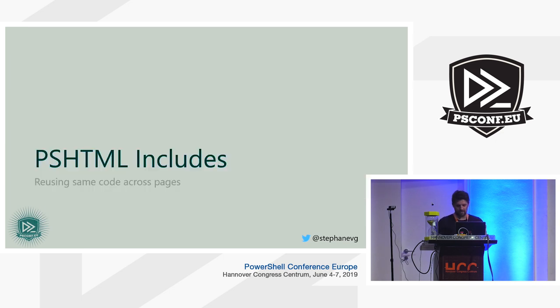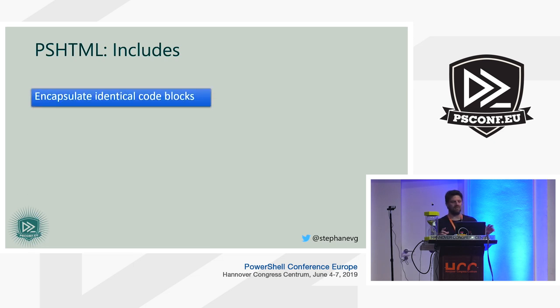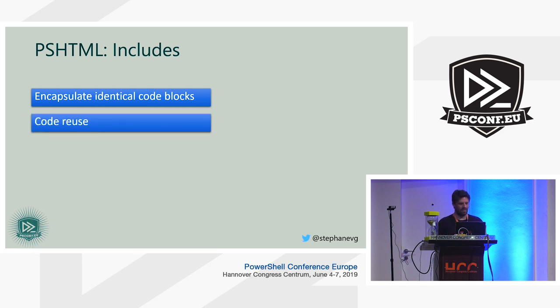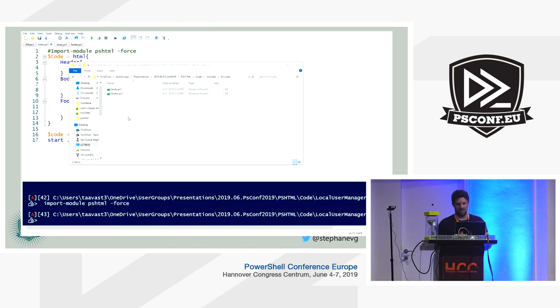Includes. In PSHTML, it's possible to use something I call include, and it's simply to help you encapsulate identical code blocks. It's also good for code reuse and to reduce the refactoring scope. A good example is a footer or a menu that you have on one page and you want on several different web pages, right? You write it in one specific file and simply call it with an include, and you can reuse the same chunks of code, which is also great when you need to update it. So you don't have to update it in several places.